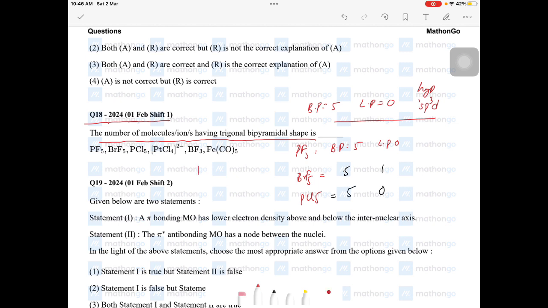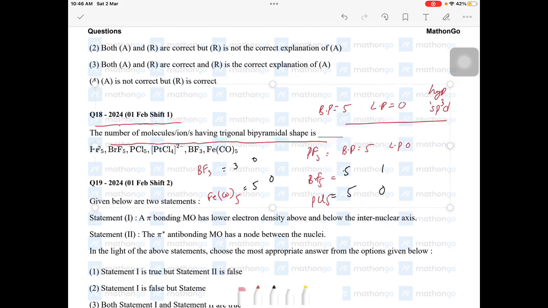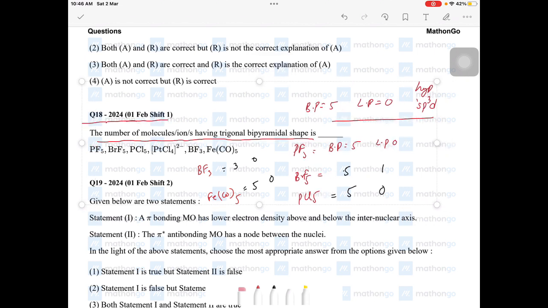Next you take BF3 and Fe(CO)5. Bond pairs here 3, lone pairs 0. Bond pairs 5, lone pairs 0. So to satisfy the trigonal bipyramidal shape, bond pairs 5, lone pairs 0. That is possible in PCl5, PF5 and Fe(CO)5. That's why answer 3.